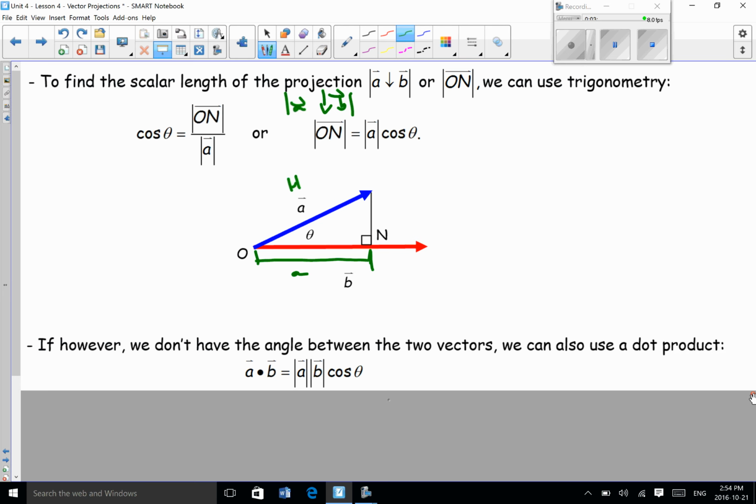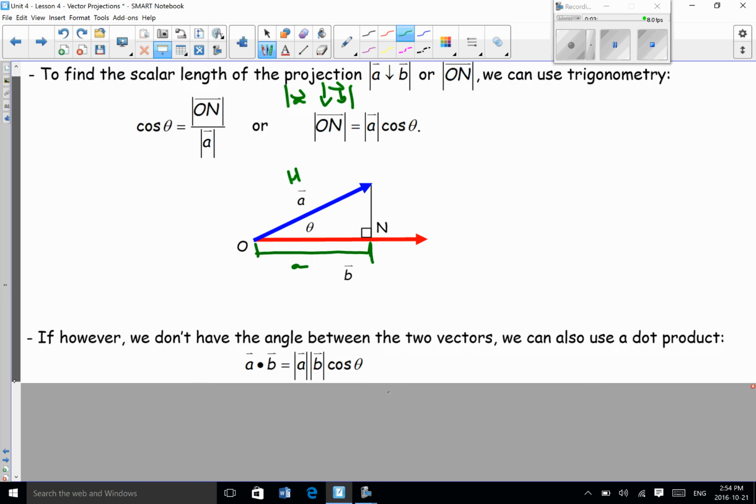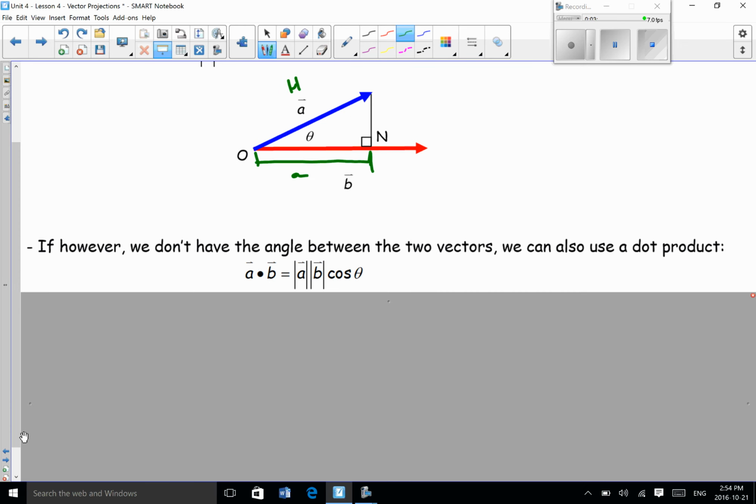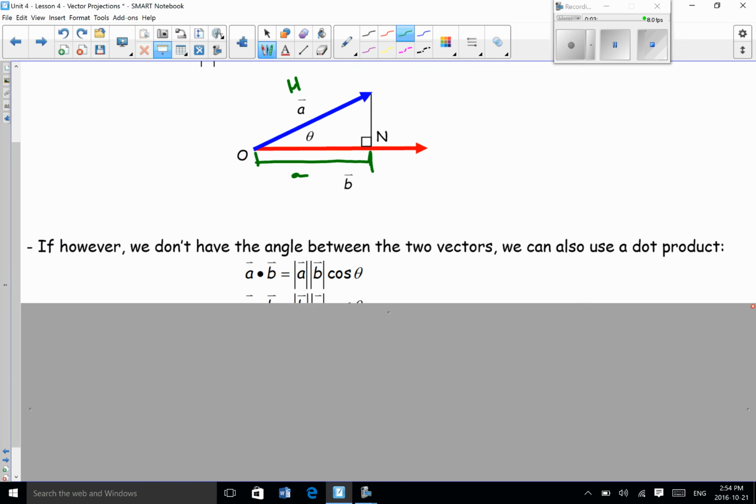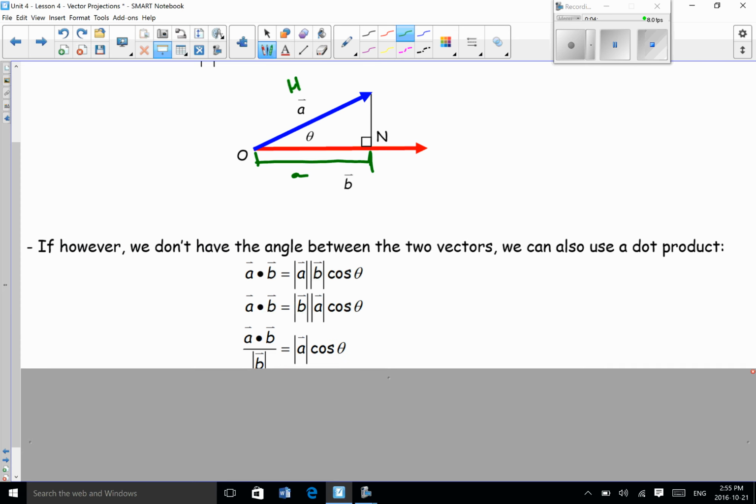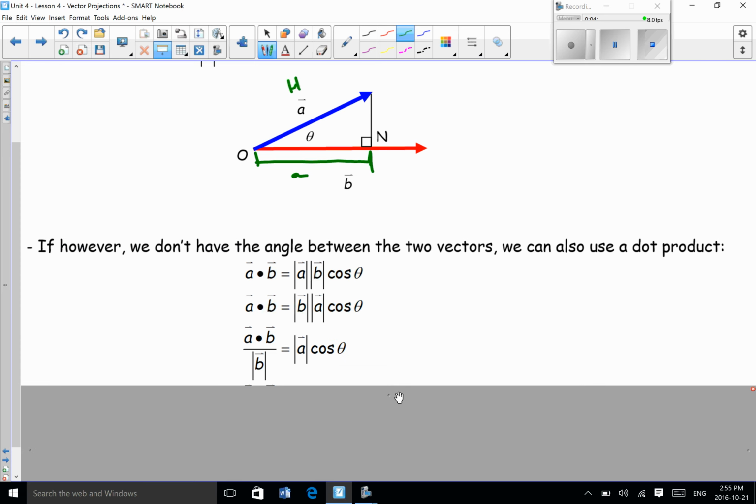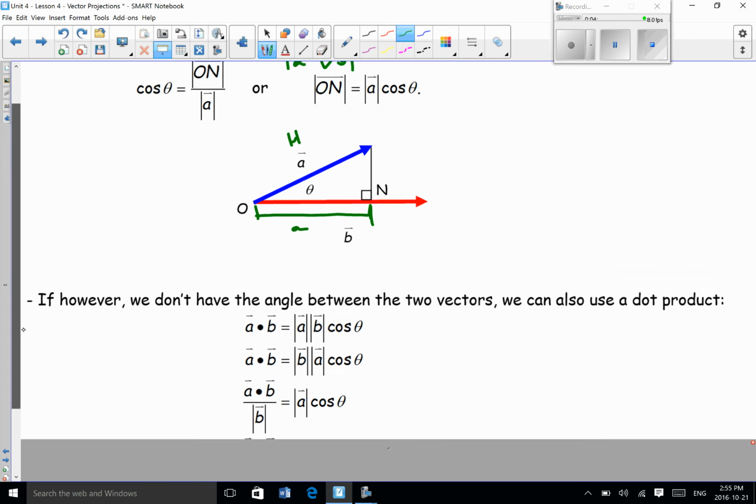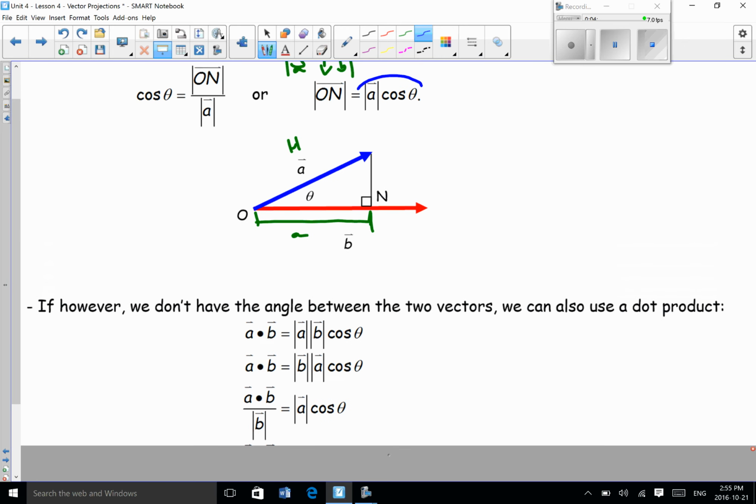And because we have two scalar values, our answer is going to be a scalar answer. Now that works great with geometric vectors because we know the angle between them. But what if we don't? Well, then we can use our dot product. So if we go back to our dot product idea, A dot B is A times B times cos theta. If I just rearrange that slightly, the B and the A swap places, we have the exact same formula, just a slightly different order. And if we were to divide out the B part, it would look like this: A dot B over B equals A cos theta, which is what we set up here. So we can replace A cos theta with ON, which is the same thing as saying A projected onto B.